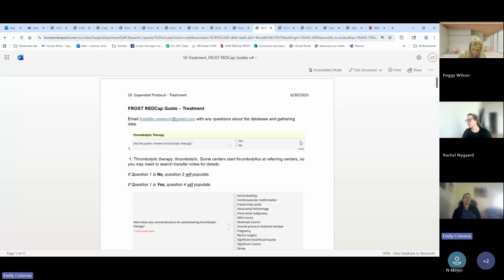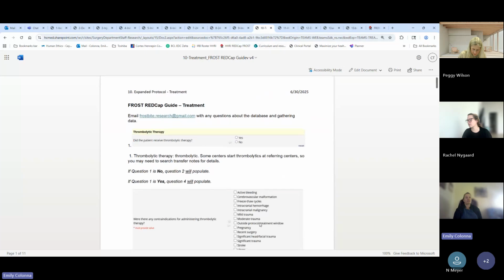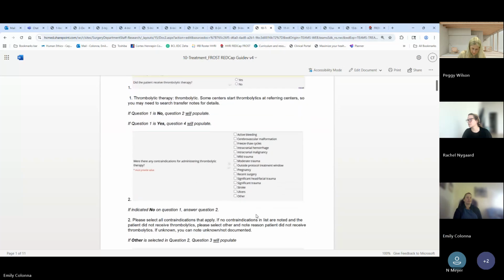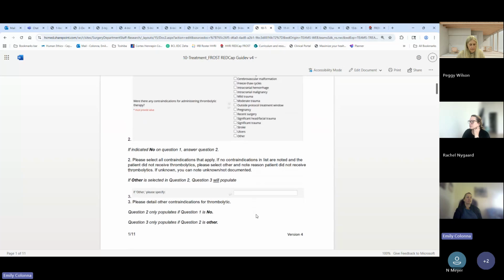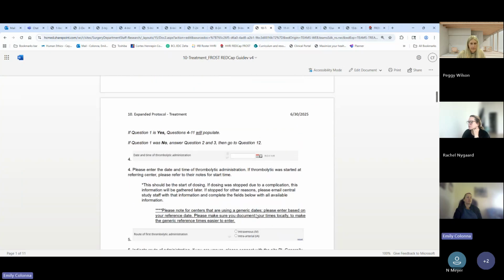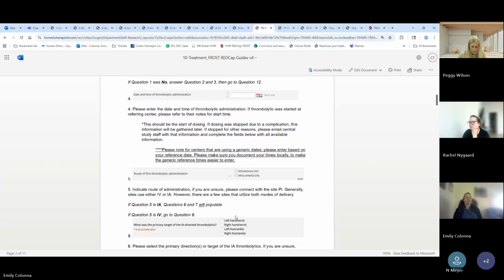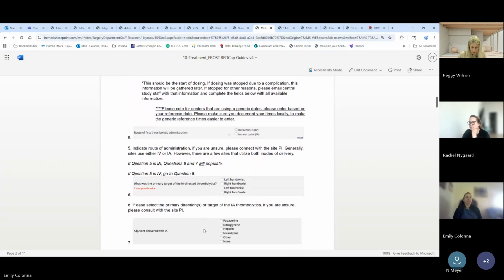Treatment, we'd like to know if they received thrombolytics. If they didn't, this question will come up here asking about if they didn't get thrombolytics due to contraindications on this list. If they did get thrombolytics, we will ask for date and time of administration. Was it IV or IA? If it was IA, this question will pop up asking where it was directed. If it was IA, then we want to know if there was any adjuvant therapies administered at the same time as thrombolytics.